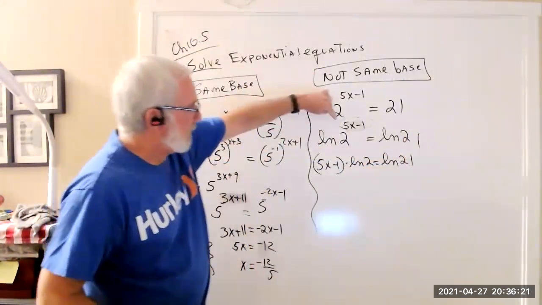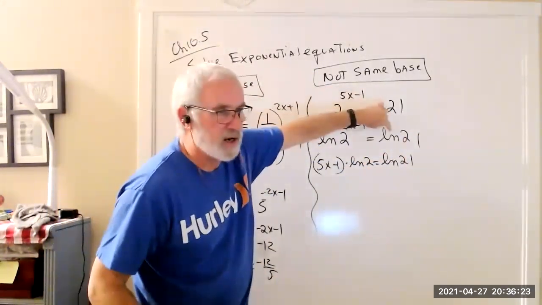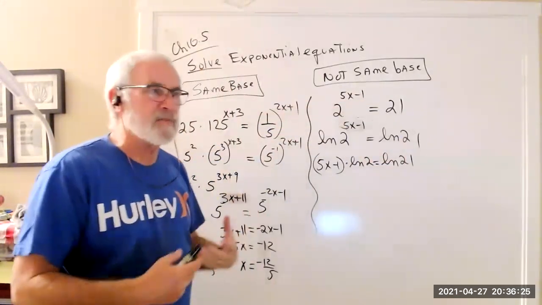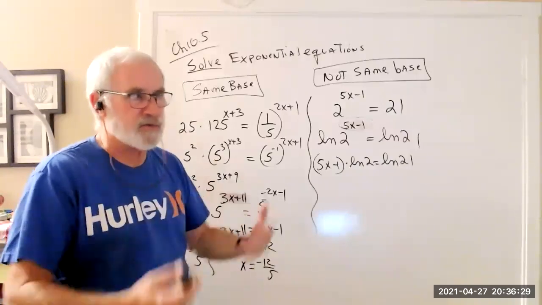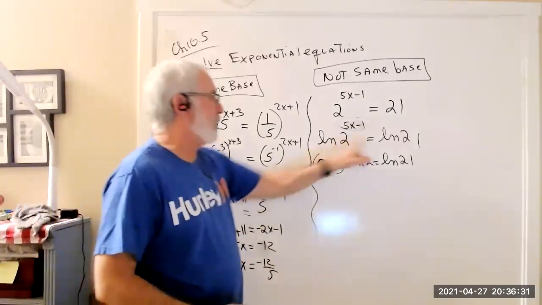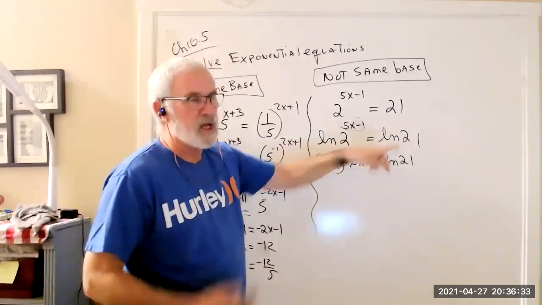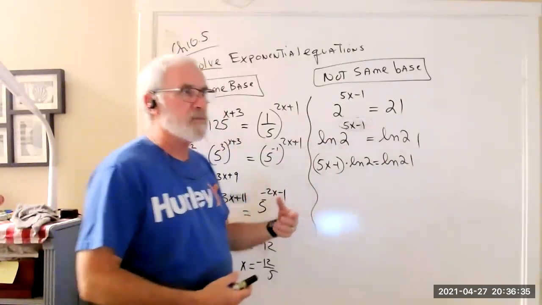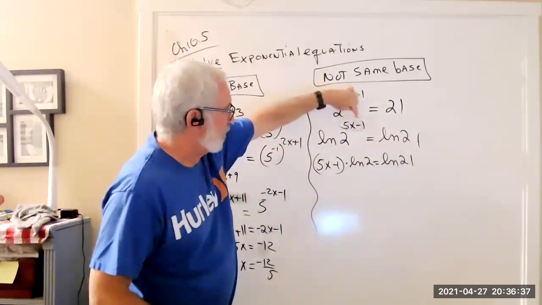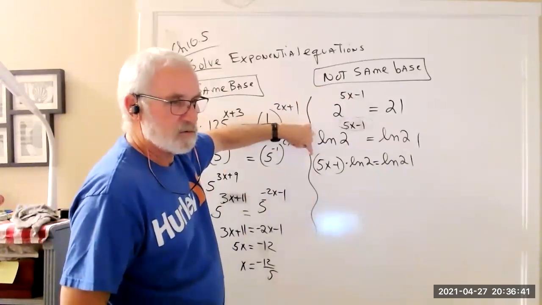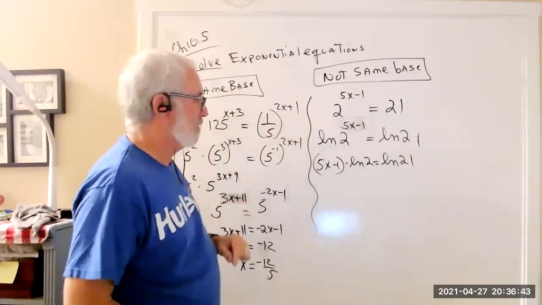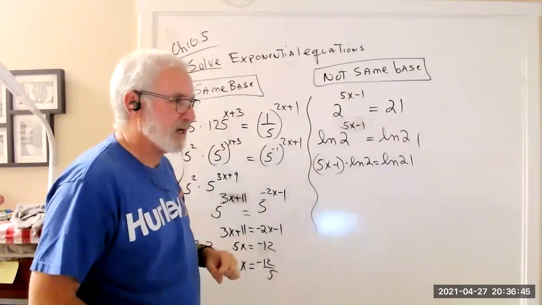So right here, I took the ln of both sides. That made everybody a logarithm. ln is just a fancy logarithm. So by writing the ln of both sides, I've made this into a logarithm. Because it's a logarithm, I'm allowed to bring the power out front. Okay? You guys with me, kind of, sort of?